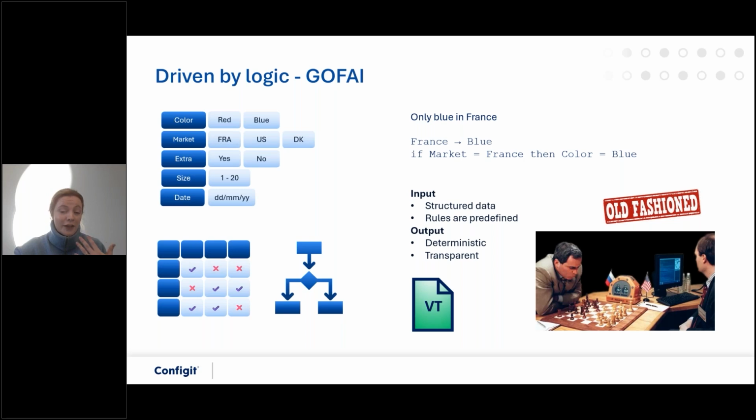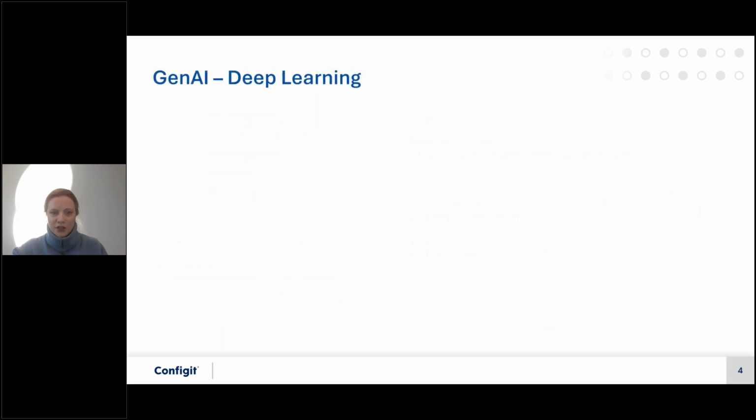Another famous example of good old-fashioned AI was Deep Blue, the computer that beat Garry Kasparov at chess in 1997. And it's maybe not a coincidence that Configit was founded 3 years later. But you didn't join this tech talk because you thought I was going to talk about old-fashioned AI. You thought I was going to talk about generative AI.